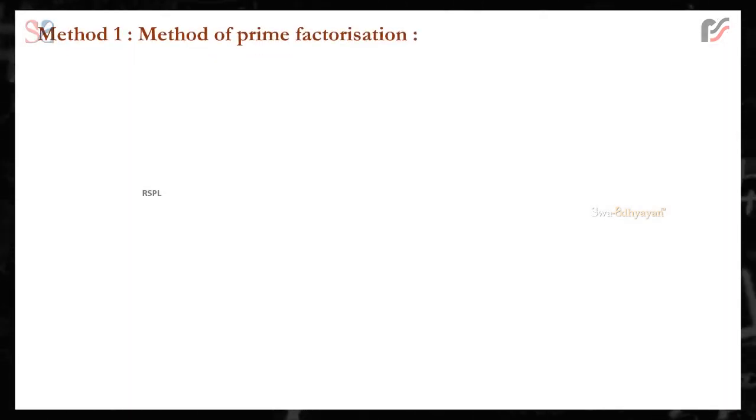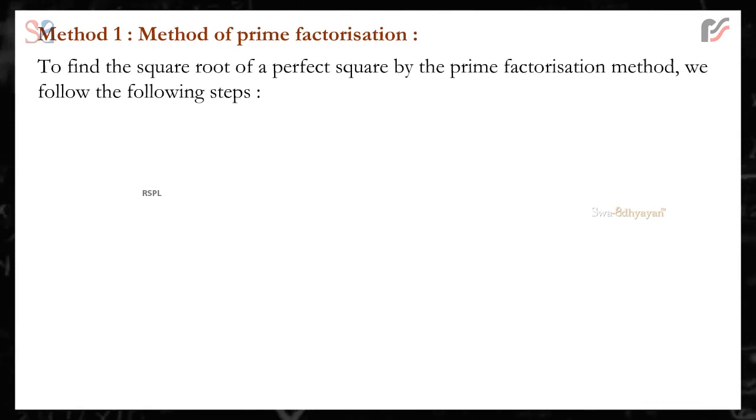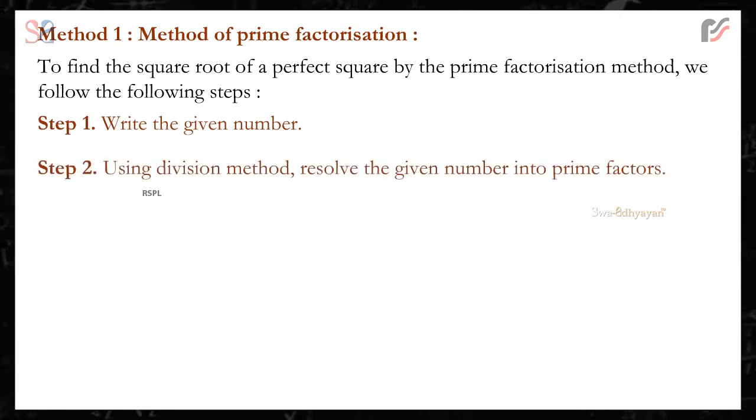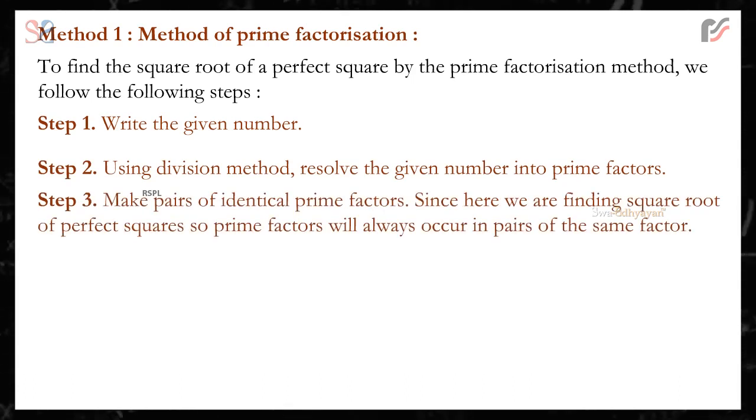Method 1. Method of prime factorization. To find the square root of a perfect square by the prime factorization method, we follow the following steps. Step 1. Write the given number. Step 2. Using division method, resolve the given number into prime factors. Step 3. Make pairs of identical prime factors.